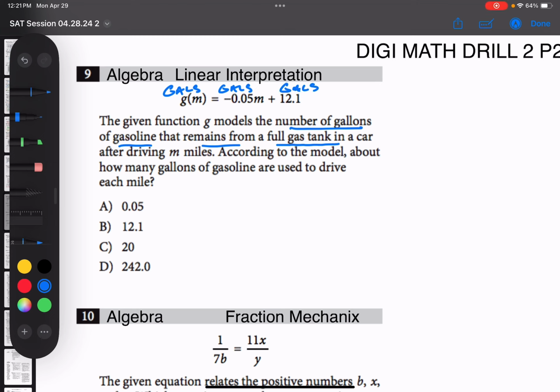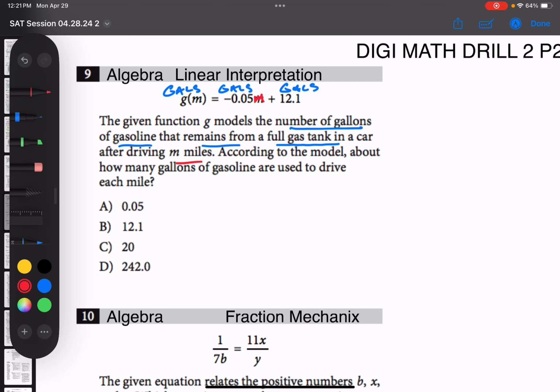Now, what's the x? The x has to be our variable, and that's after driving m miles. So the m represents the miles. That's it. So if they said, oh, g of m is the number of, I don't know, bologna sandwiches, then the number negative 0.05 is bologna sandwiches, 12.1 is the bologna sandwiches, and m would be the variable. Let's say mixtures, or let's say maps, whatever it is. But the total of what they're asking for, the numbers will be related to the total. All right, let's go into this.